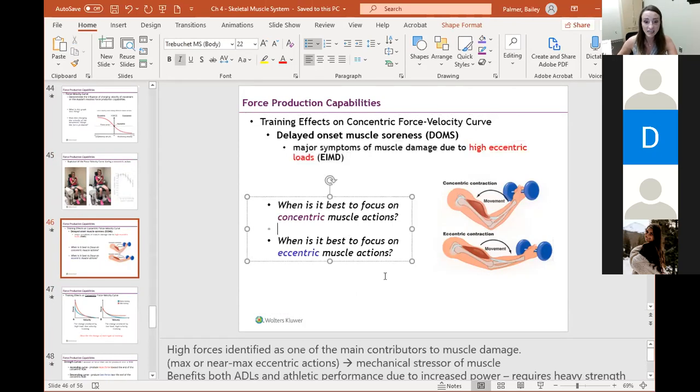This other question right here says, when is it best to focus on the concentric muscle action? If you remember, it's when we want to train for power. So when we want that muscle to shorten really quickly, that's a characteristic of power production. Versus when do we want to focus on eccentric actions? For hypertrophy, so for muscle building, and then also for strength production. Strength, though, we can focus on both eccentric and concentric to have optimal strength production.